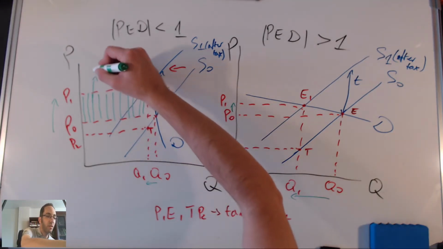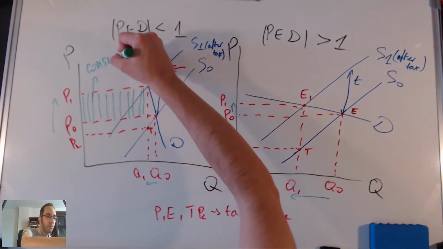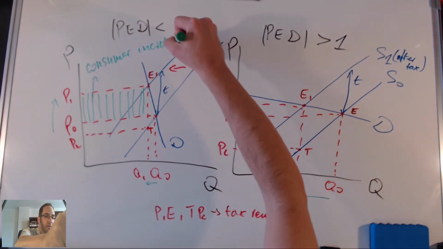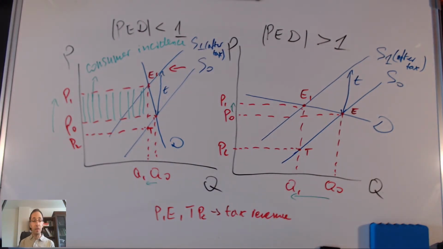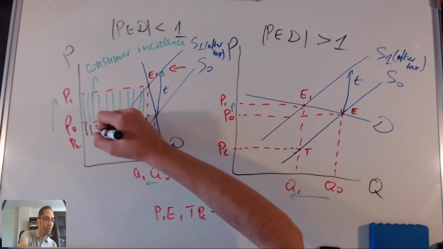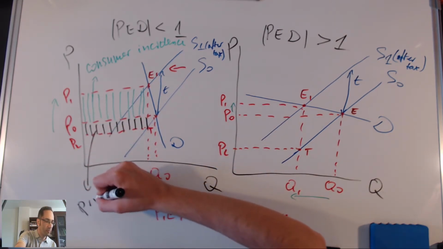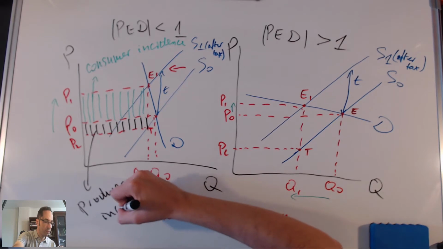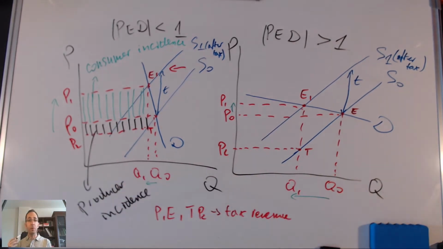So this is the consumer incidence, the proportion of the tax paid by the consumers. And this is the producer incidence. We see that the producers pay a relatively smaller share than the consumers, which is why the tax is efficient, because the consumers continue buying this product despite the fact that the price has increased.